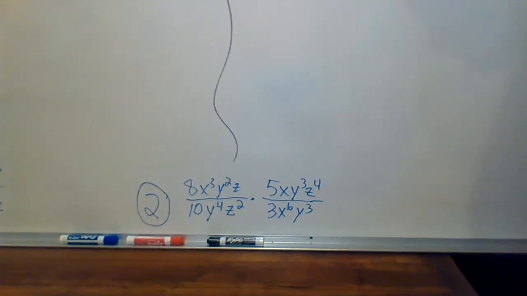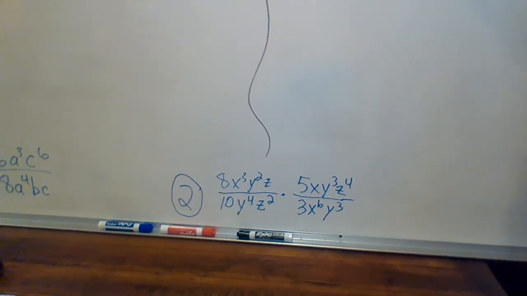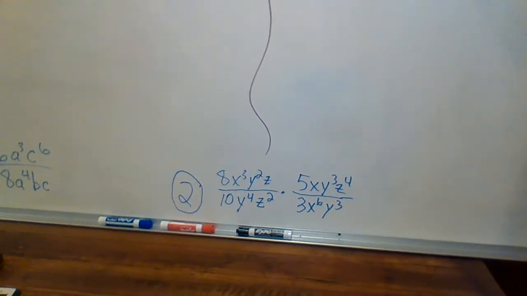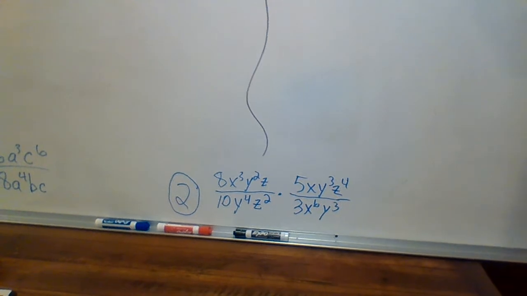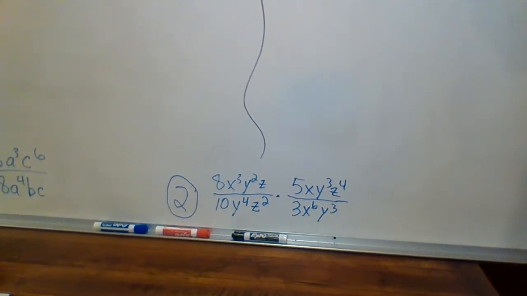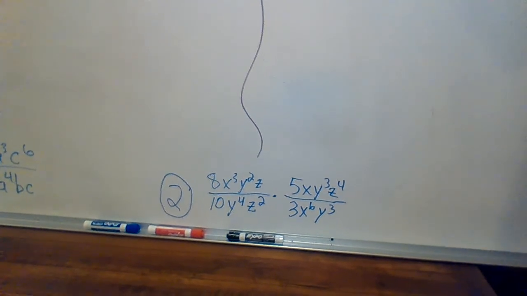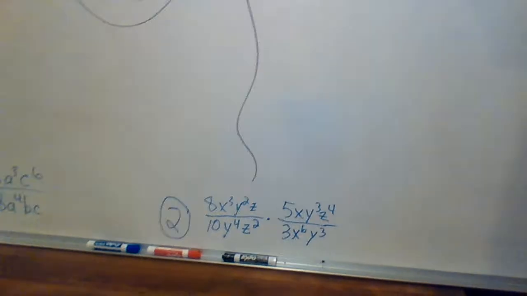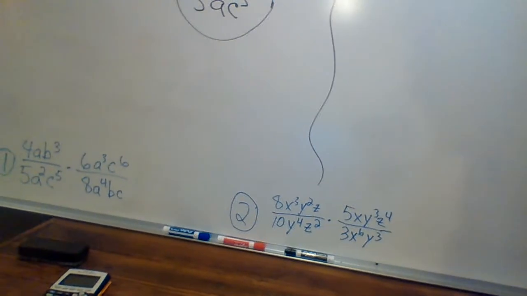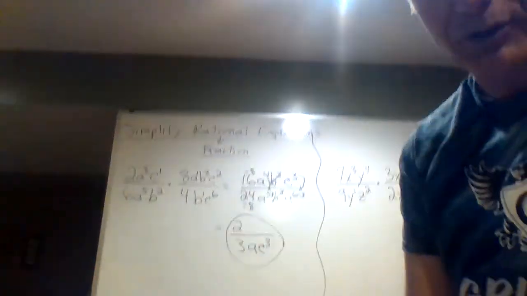Here's the second one: 8x cubed y squared z over 10y to the 4 z squared, times 5xy cubed z to the 4 over 3x to the 6 y cubed. Do the best you can on those and post them into the journal, and you'll get your credit.